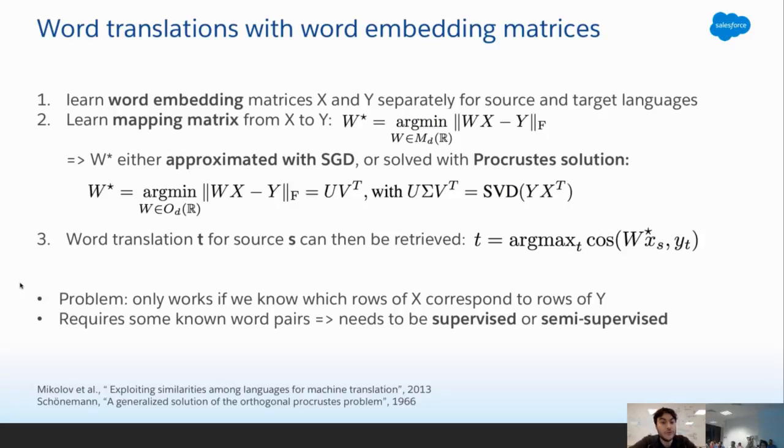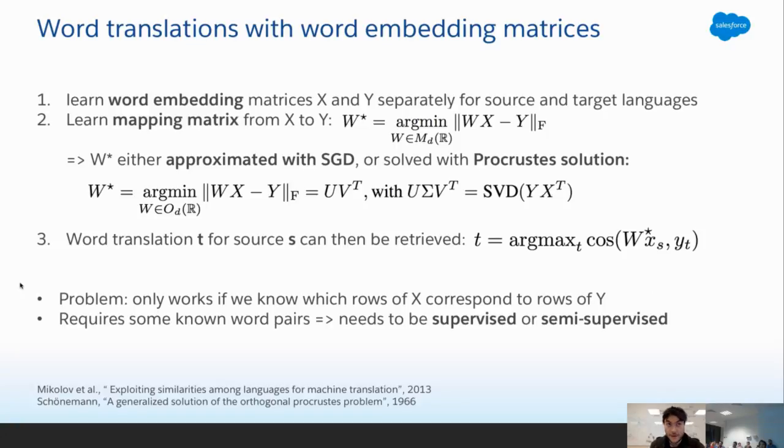So this is what equation 2 is about. You try to minimize the distance between Wx and Y to learn the mapping W. And there are different ways to learn this matrix. You can either approximate with stochastic gradient descent, but it turns out that for this optimization problem, there is an exact solution called the solution to the Procrustes problem. And this is basically using the singular value decomposition between Y and X transposed. And then once you have found the optimal W matrix, you can retrieve translations by using the hard match of the cosine distance between Wx and Y.